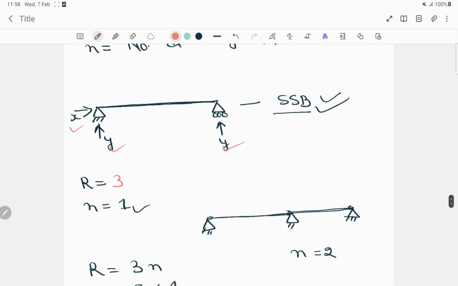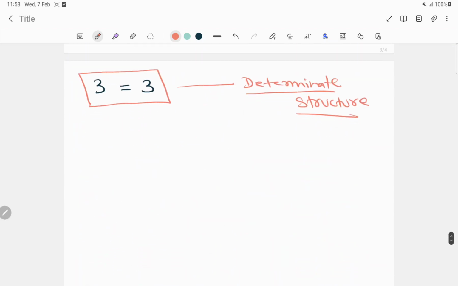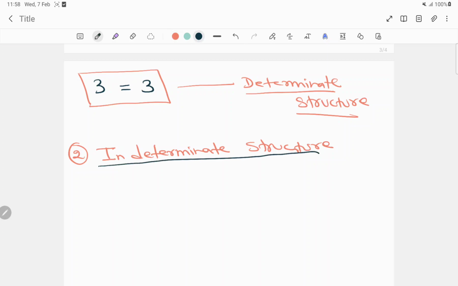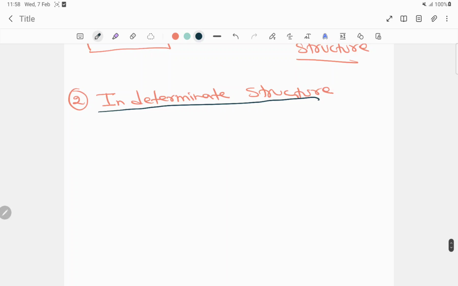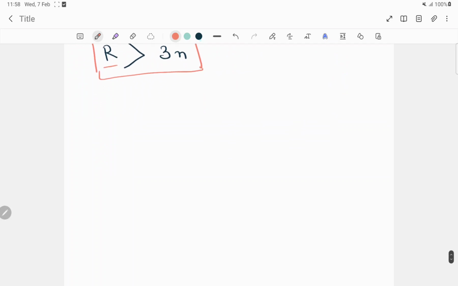Okay, so now the second type of structure is indeterminate structure. In case of indeterminate structure, the formula for identifying is R should be greater than 3n. So this is for identifying the indeterminate structure. As we know, R is the number of unknown reactions and n is the number of segments.